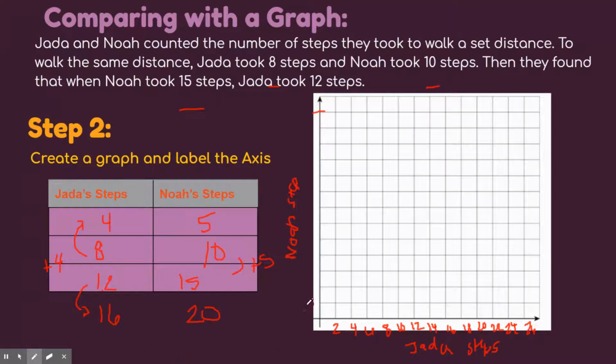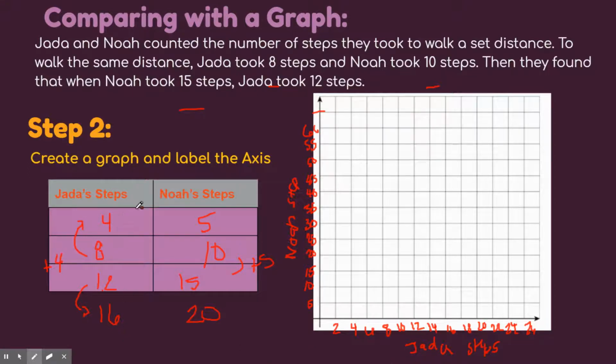All right, so now I'm going to do Noah's. Noah's are going up by 5, so I'm going to make my scale 5. 5, 10, 15, 20, 25, 30, 35, 40, 45, 50, 55, 60, and so on and so forth.